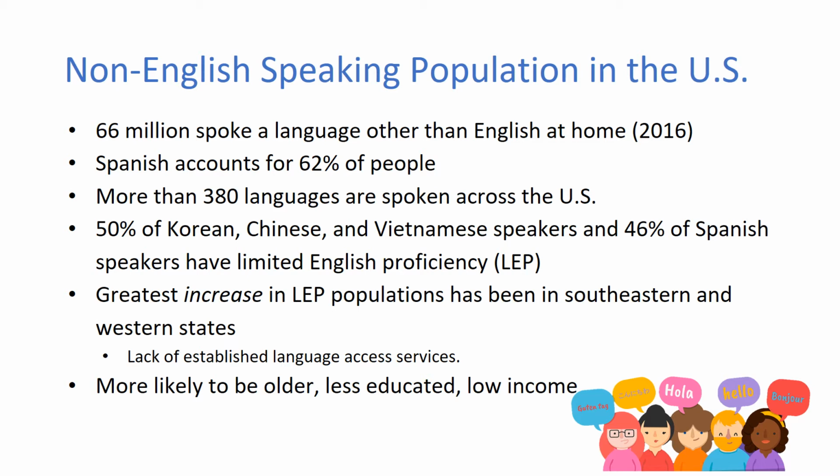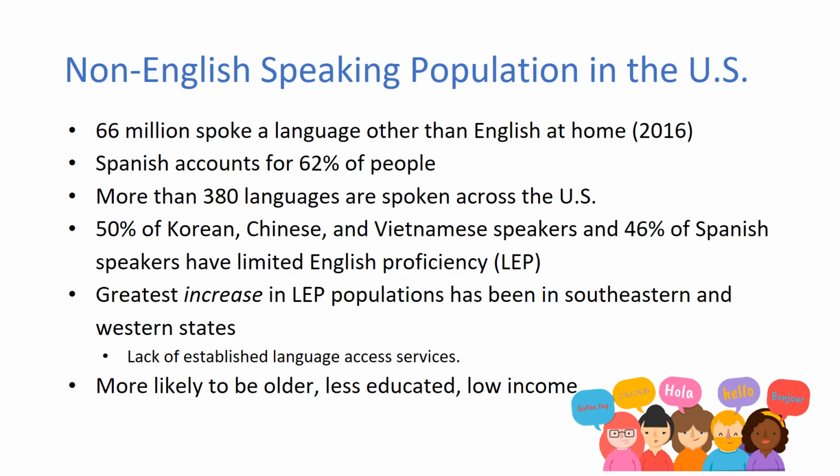The proportion of people in the various language groups who are LEP varies. More than 50% of Chinese, Korean, and Vietnamese speakers and 46% of Spanish speakers have LEP. 20% or less of French or German speakers in the US are LEP. So there really is a lot of variation in English proficiency in the various language groups.